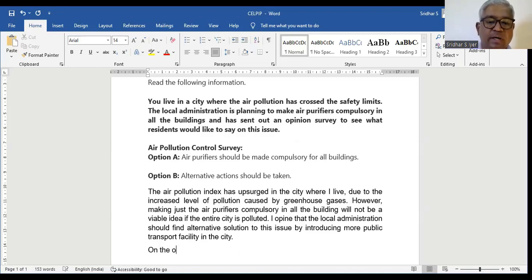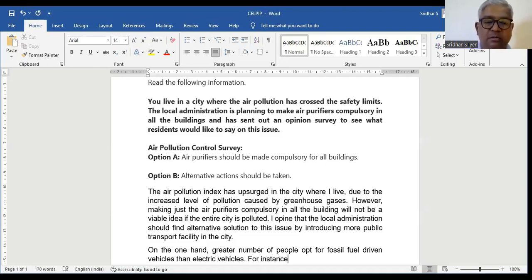On the one hand, greater number of people opt for fossil fuel driven vehicles than electric vehicles.